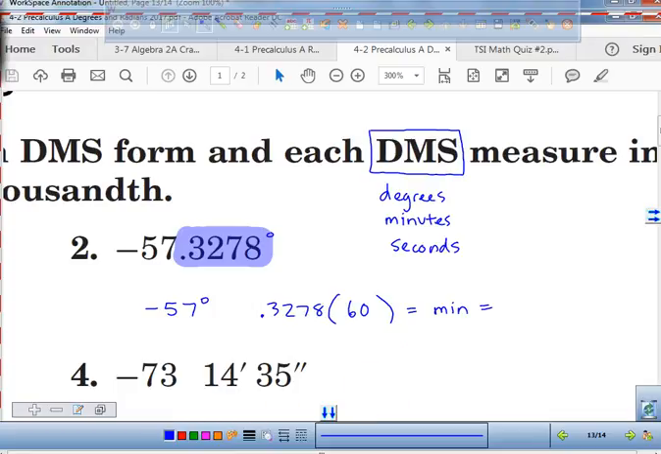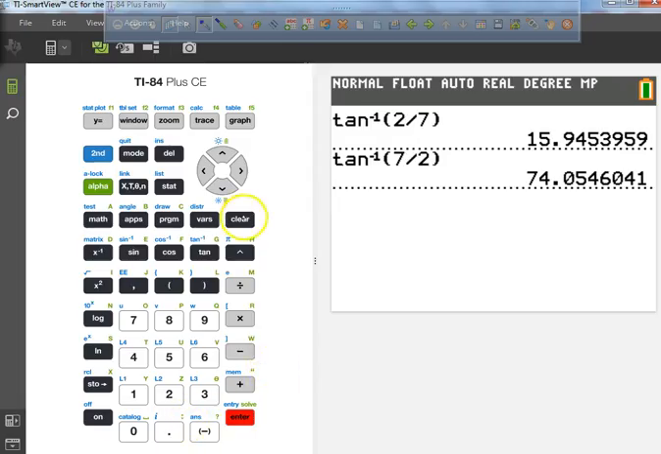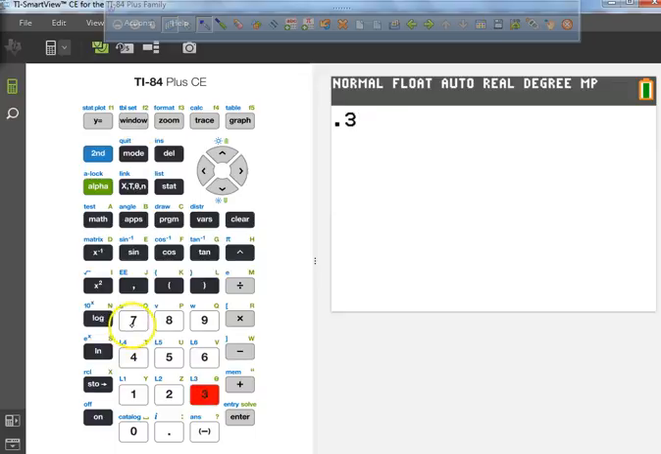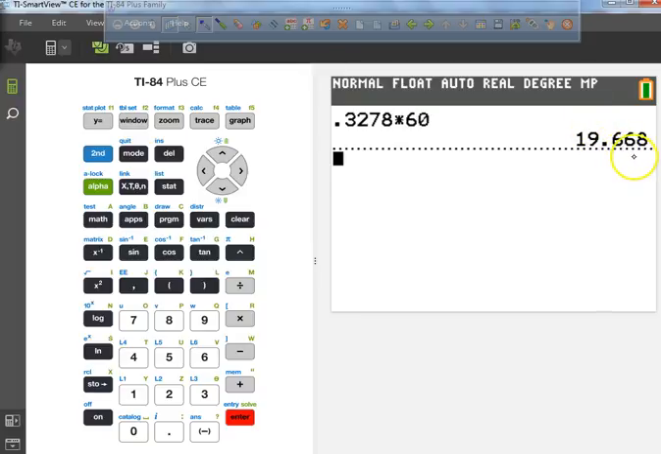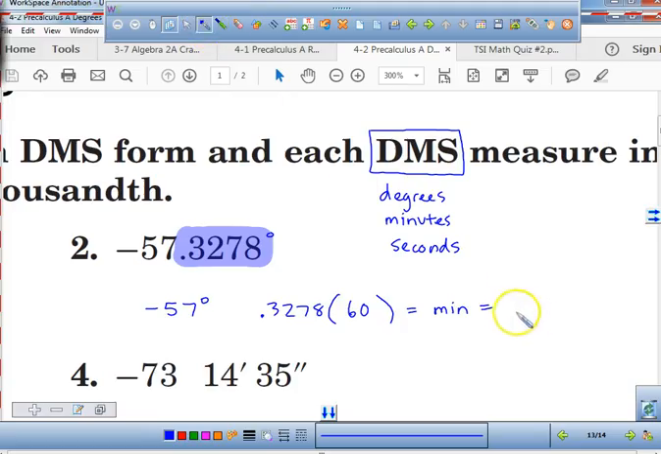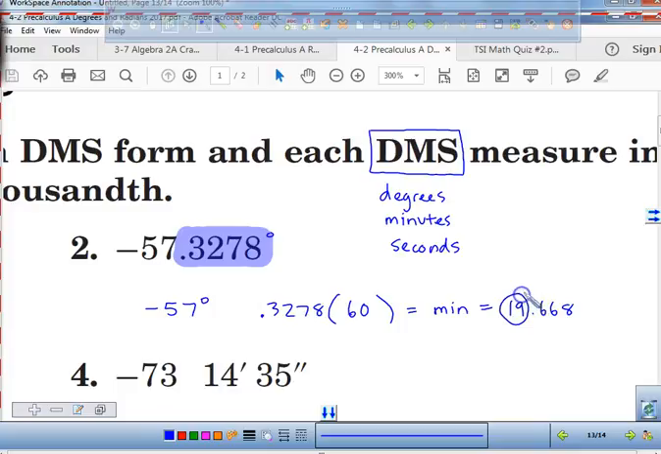So here we go. We're going to take 0.3278, and we're going to multiply it by 60. So how many minutes do we have? 19.668. So what I want you to do on your paper is write down 19.668. Now how many whole minutes do we have? 19. That's right. We have 19 whole minutes.